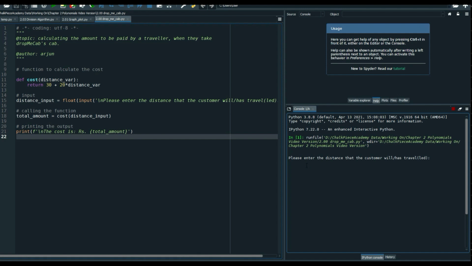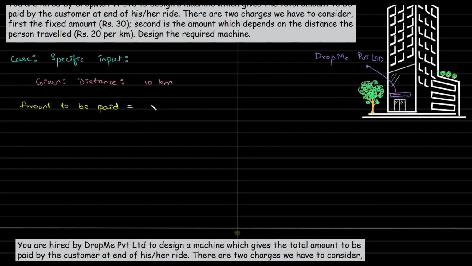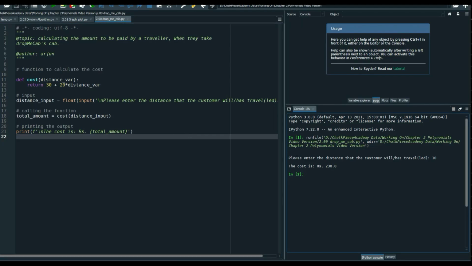So the program is asking us to enter the distance the customer has traveled, or is going to travel. So like we spoke of a person traveling 10 kilometers, and the cost turns out to be 230. And yes, for the first scenario, we found that the price that person pays is 230. Is it not? So it works.